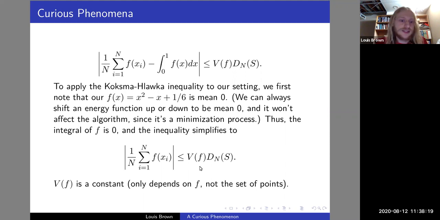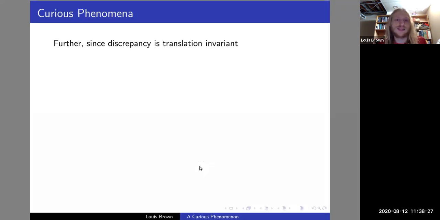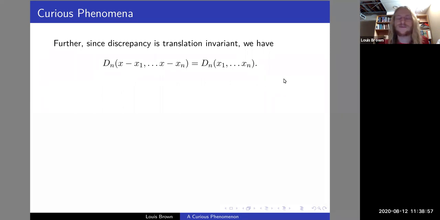Now the variation of f is a constant in the sense that it only depends on f. It doesn't depend on the set of points we're looking at. And further, since discrepancy is translation invariant, meaning if we take our set of points and rotate it around the circle all by the same amount, the discrepancy is the same, we have that the discrepancy of x minus x1 through x minus xn is the same as the discrepancy of x1 through xn. So it doesn't make a difference. We're just subtracting x from all of these, and then multiplying by -1. So it's also going to be reflection invariant, right?